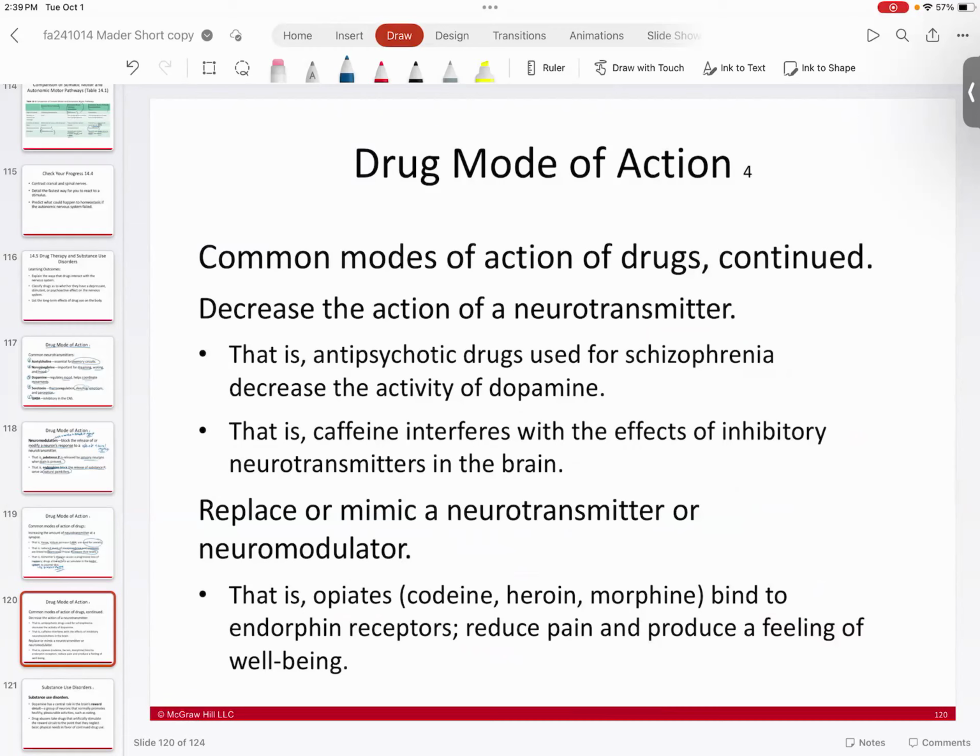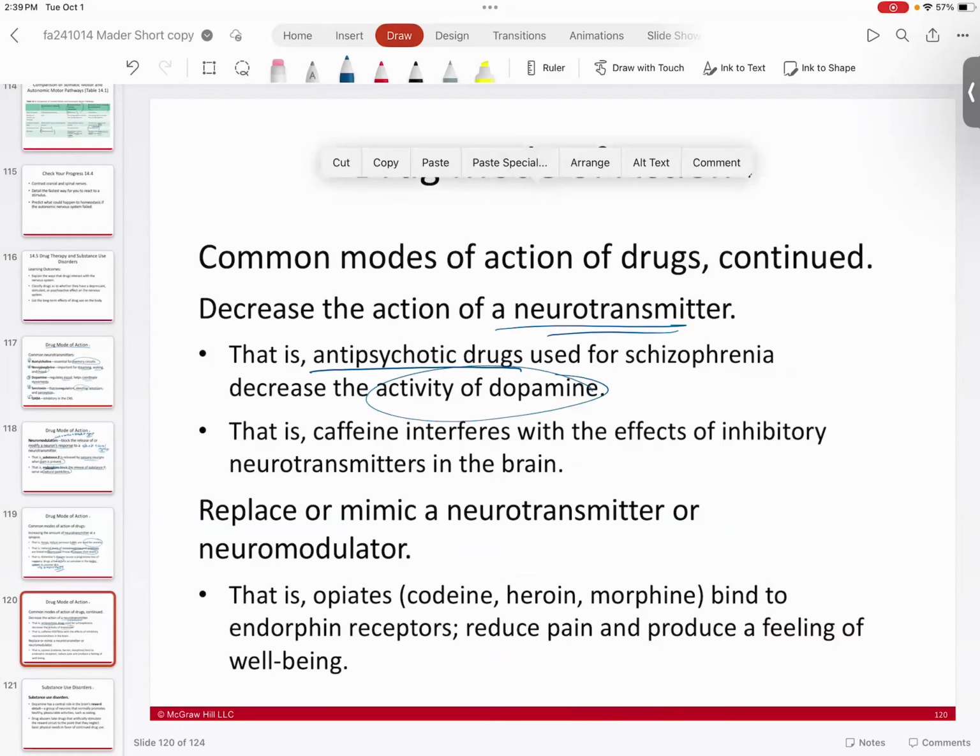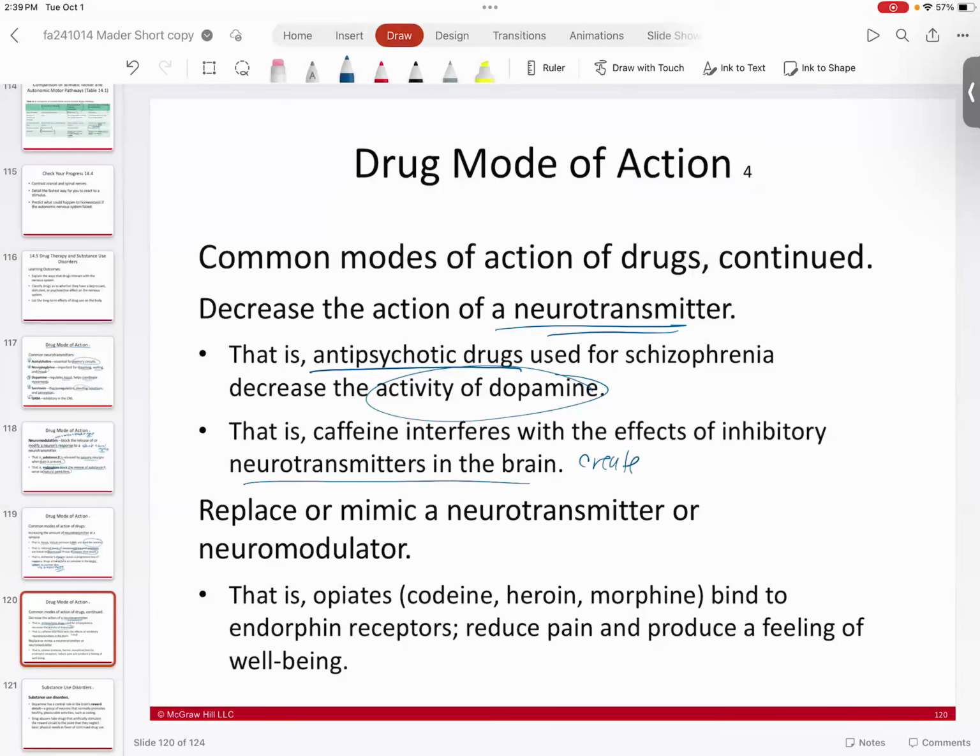Another way they'll operate is by the decrease in the action of neurotransmitters. For instance, an antipsychotic drug will be used for schizophrenia, which is associated with dopamine activity. So there's too much dopamine in the system, and so it'll decrease that dopamine. Caffeine basically will decrease the inhibitory neurotransmitters in the brain, creating an excited state. This is why you get the jitters, right? Where caffeine becomes a stimulant.